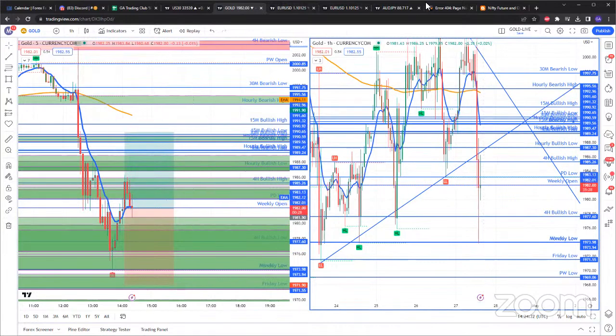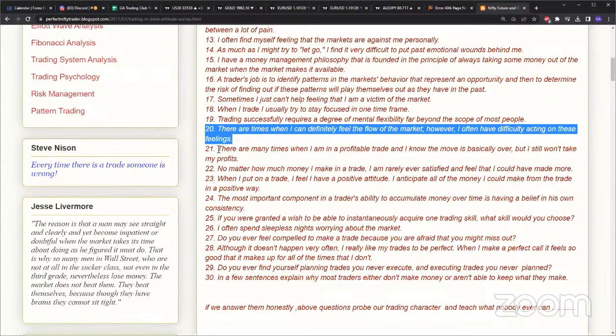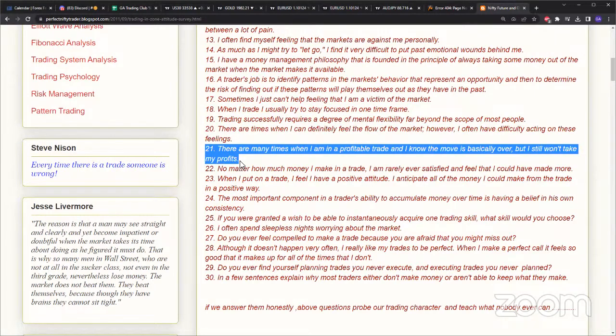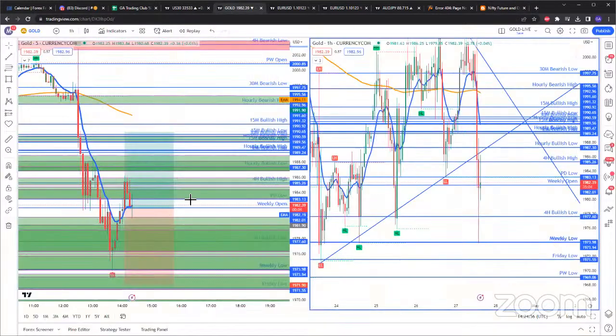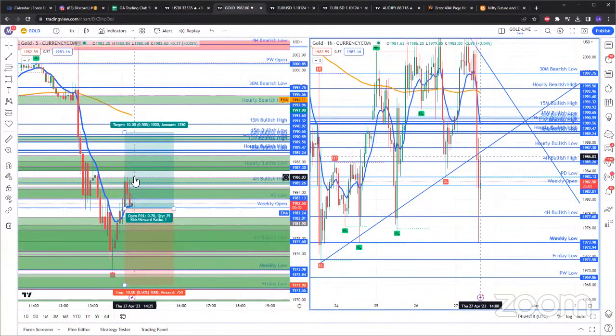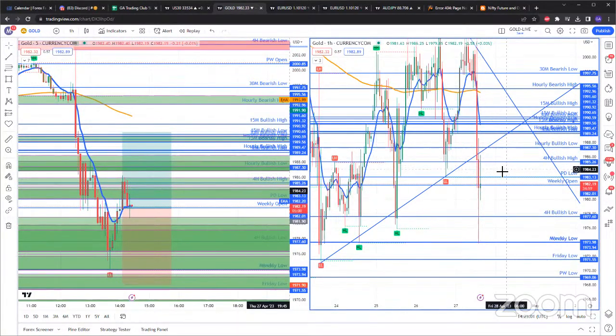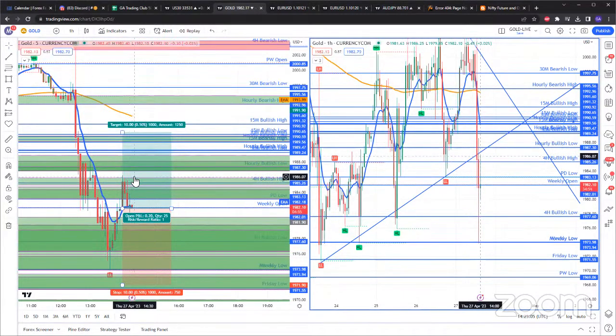Have a set TP, have a set stop loss. And if after your backtesting you've noticed that the strategy works out, just set and forget and let what happens happen. Best case, you can have a trailing stop so that you secure some profits along the way. Number 21, there are many times when I'm in a profitable trade and I know the move is basically over, but I still won't take my profits, right? This would have been a perfect example right here. If I'd noticed that we have this hourly trend line here, I would have said, let's close out this trade around this zone.